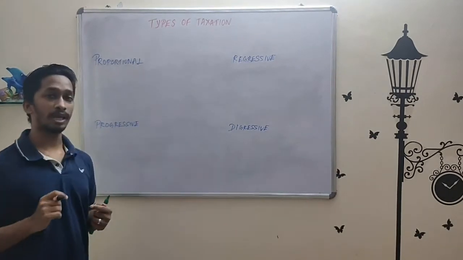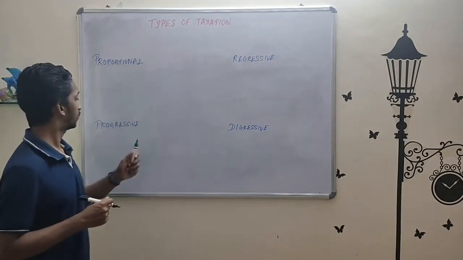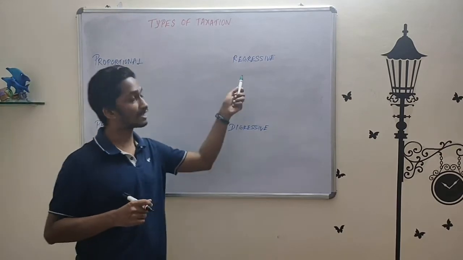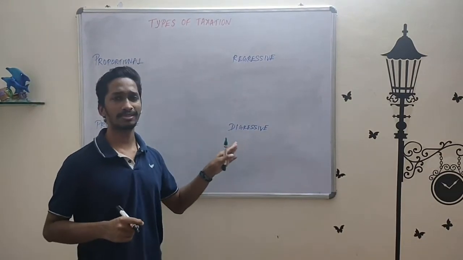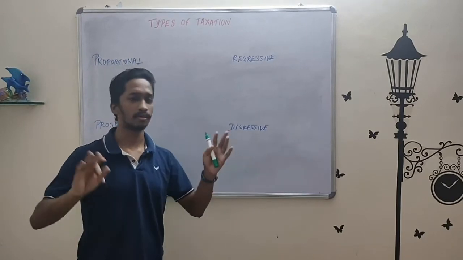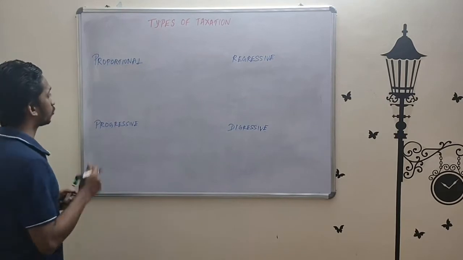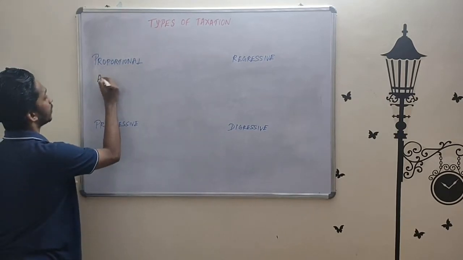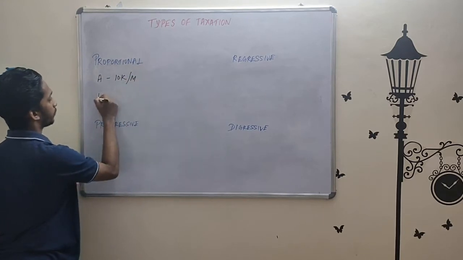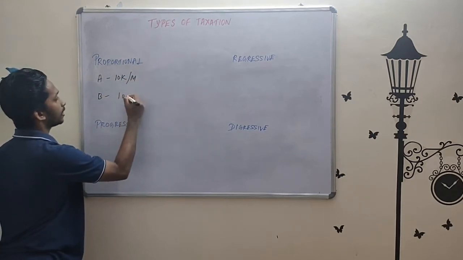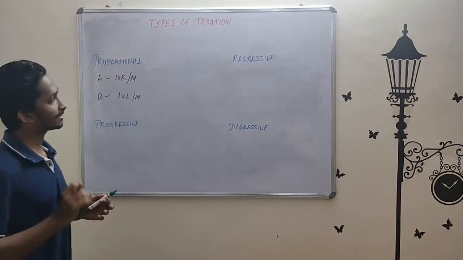So first of all, we have four kinds of taxation which are possible: proportional taxation, progressive taxation, regressive taxation, and digressive taxation. Some people write it as DI, some write it as DE, not an issue. For the sake of these, we will be using a common example. We have person A who is earning 10,000 rupees per month and person B who is earning 10 lakh rupees per month.